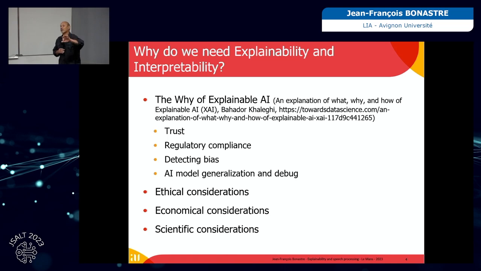And in this regulation, there is something saying that if you are close to a human person, you are classified as a high-risk application. If you want to sell a high-risk application, explainability is mandatory. You have to explain to someone else why your system took a decision at one time.